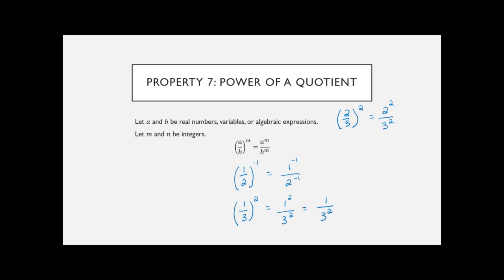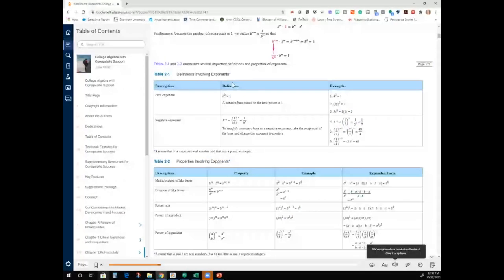So we've got 7 properties here. They are listed in the textbook. I have a different version of the textbook open that I'm going to pull over, just so you can see them. They're all listed in tables 2.1 and 2.2.